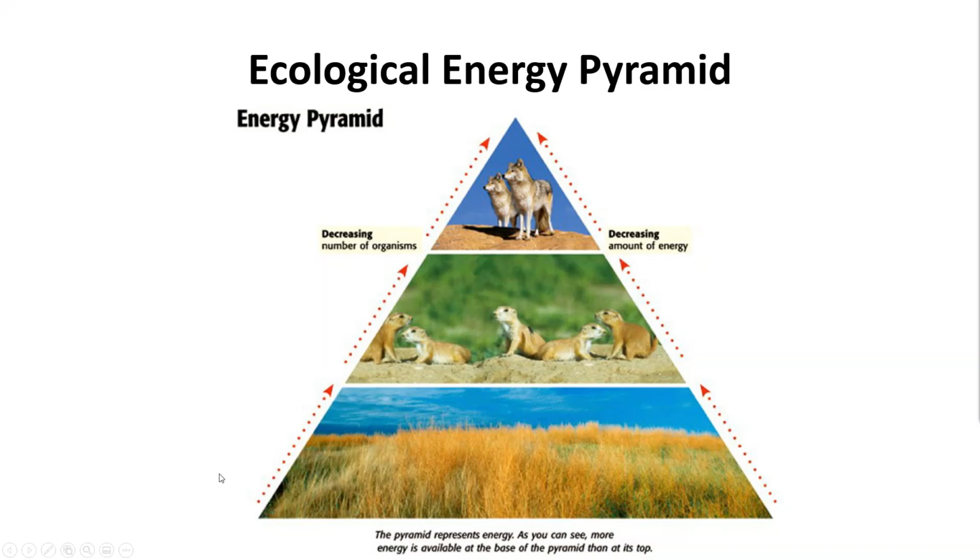We have to have a lot of the producers down here at the lower level, and then as we start to move up on the consumers, the higher up on the food chains that we get, or in this case it's a representation with a pyramid, the decreasing amount of organisms that we see.